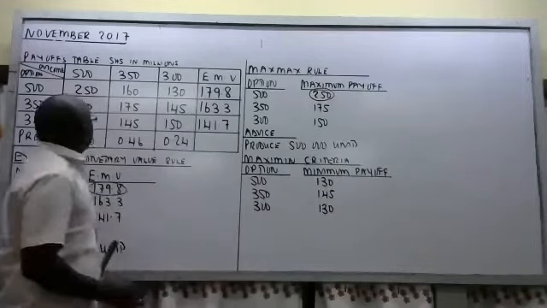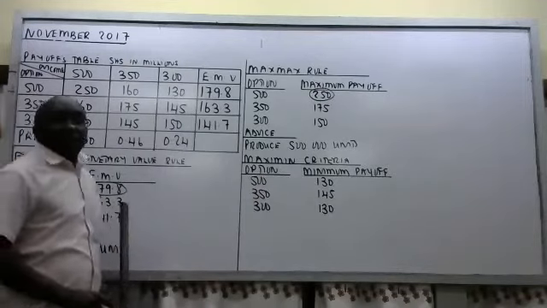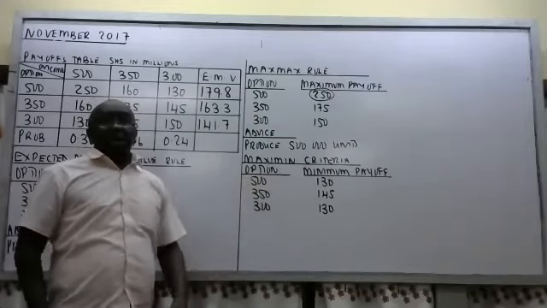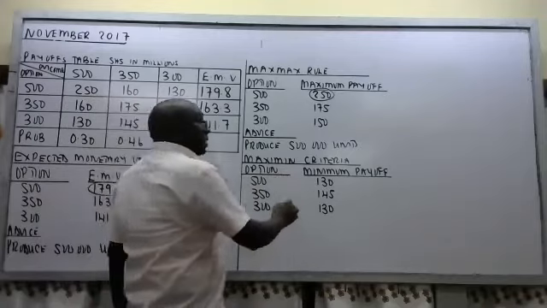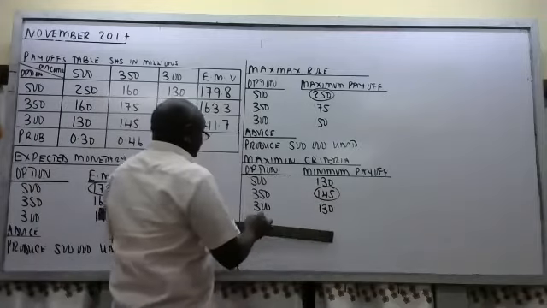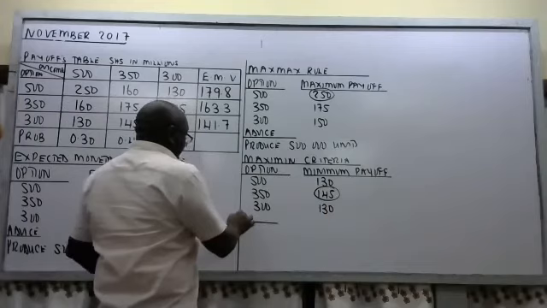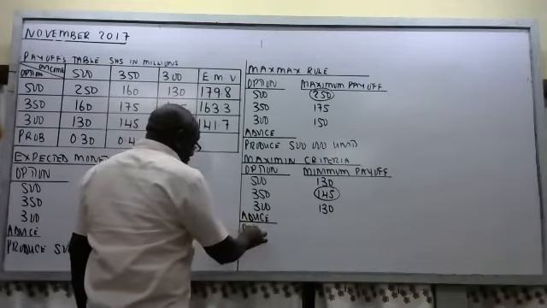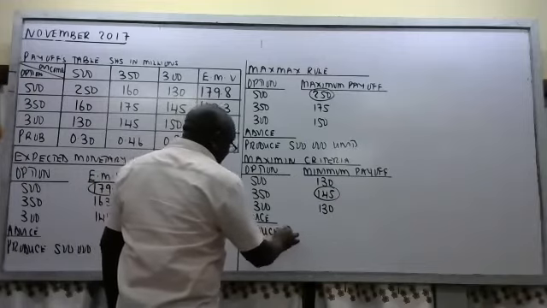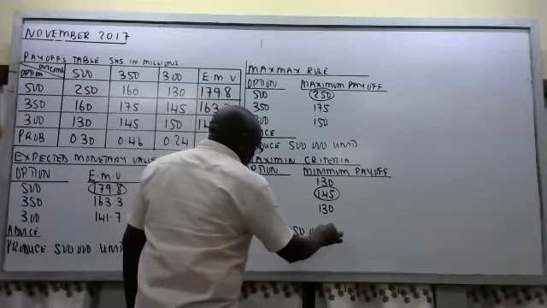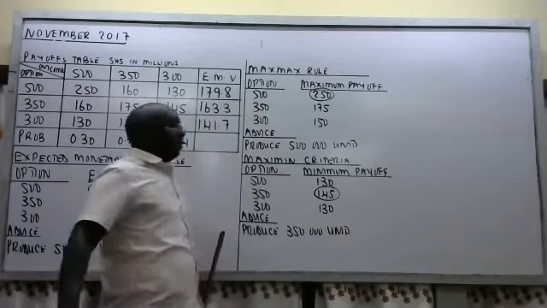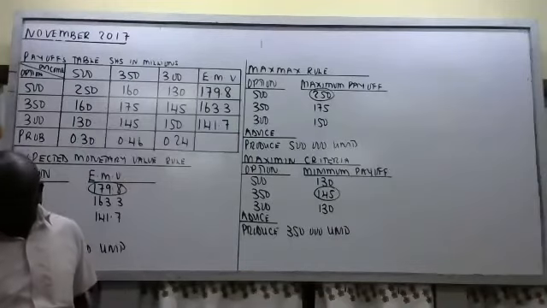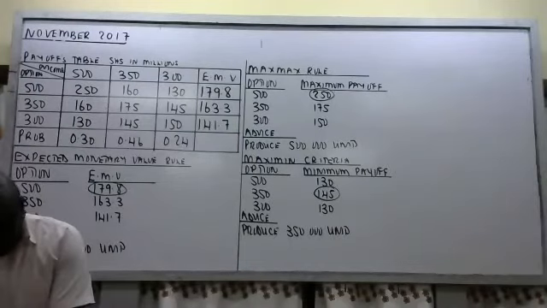So this one says you select the maximum of the minimums. So the maximum of the minimums is this one. And therefore, we shall advise that they produce 350,000 units.